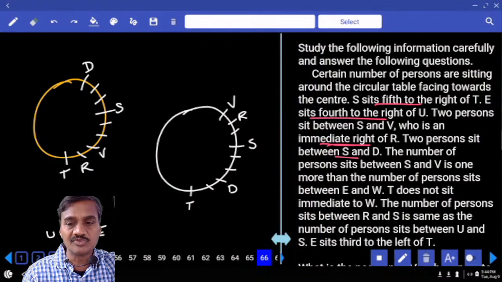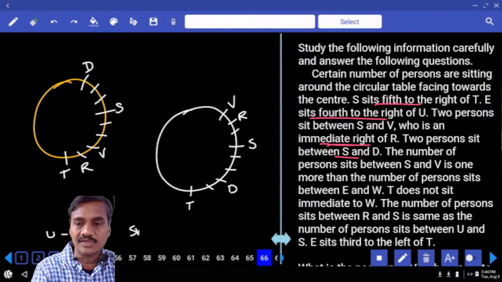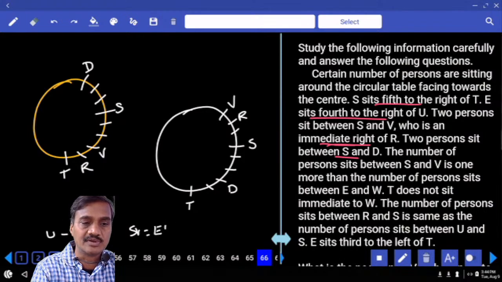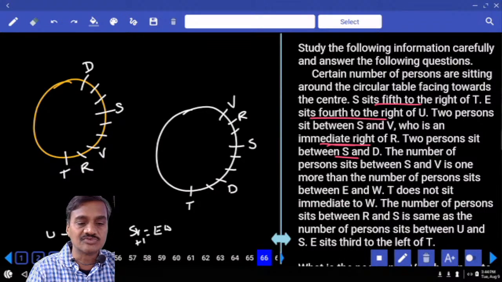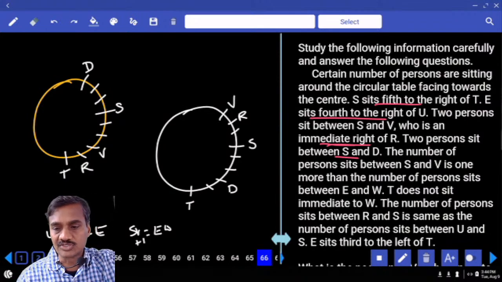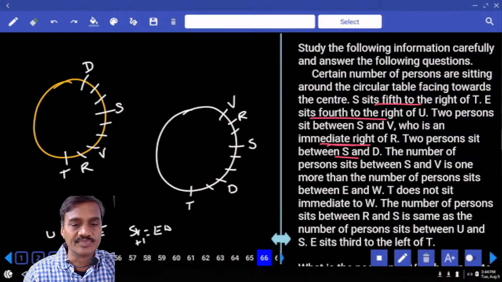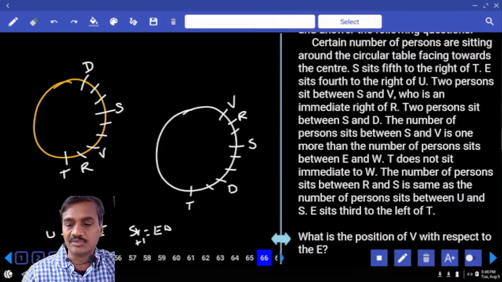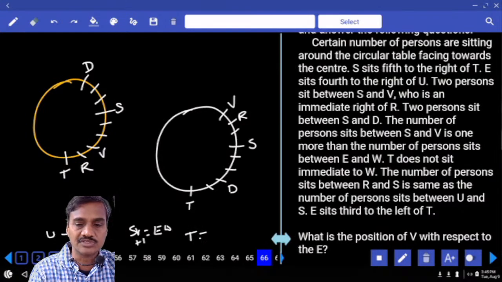And next one, the number of persons between S and V is 1 more than the number of persons between E and W. And next one, T does not sit immediate to W. T and W are not adjacent to each other.